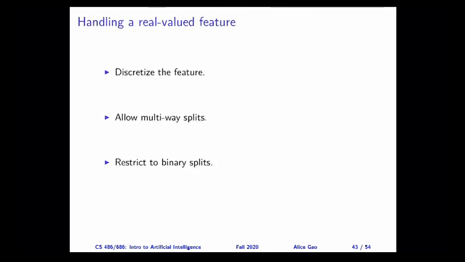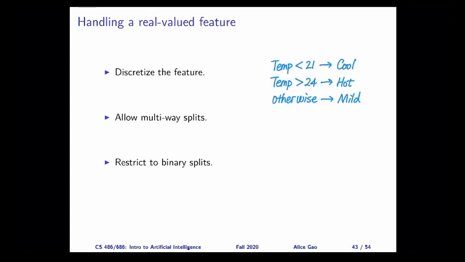I've just discussed the two options for handling a discrete feature. Let's now think about how we can handle real valued features. First option: when we encounter a problem that we don't know how to solve, we can reduce it to one that we already know how to solve. Since we already know how to handle discrete features, we can take a real valued feature and convert it to a discrete one.